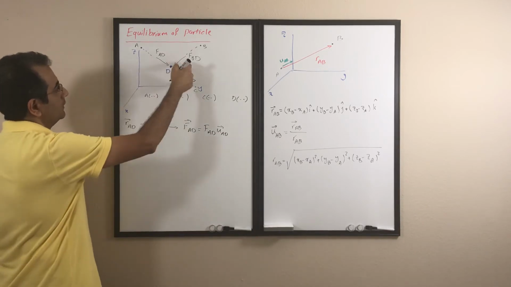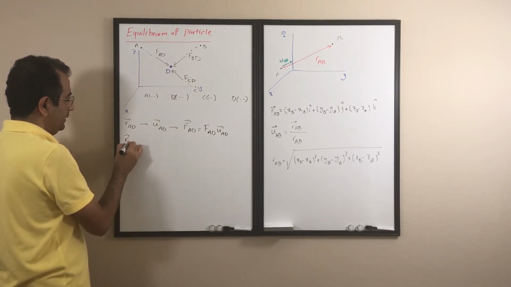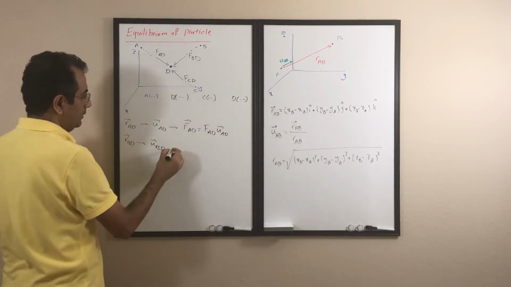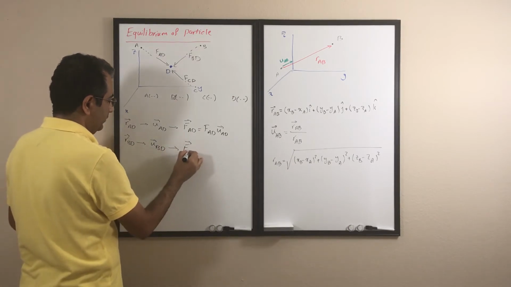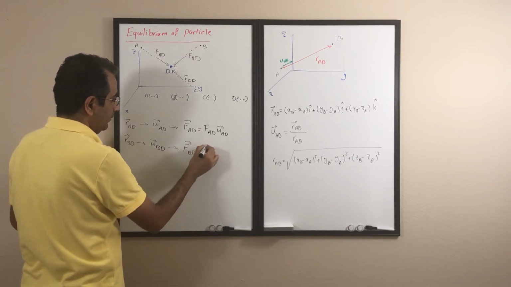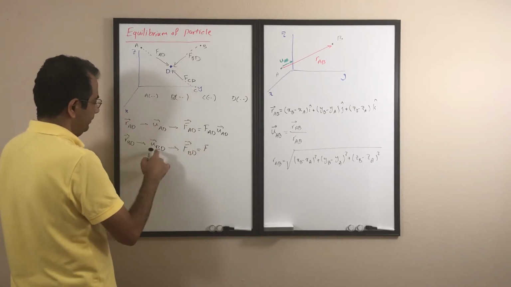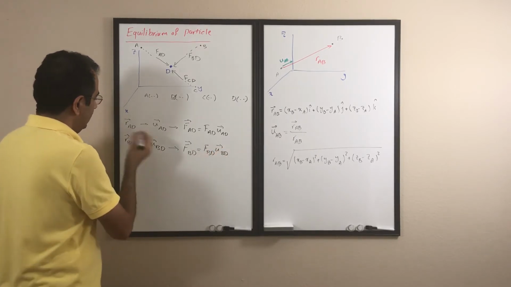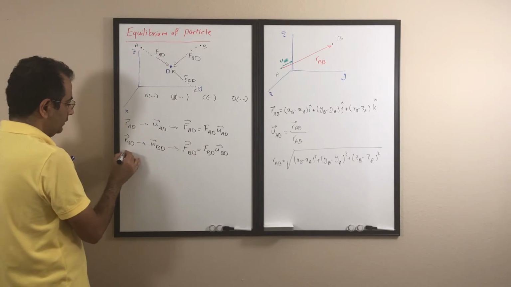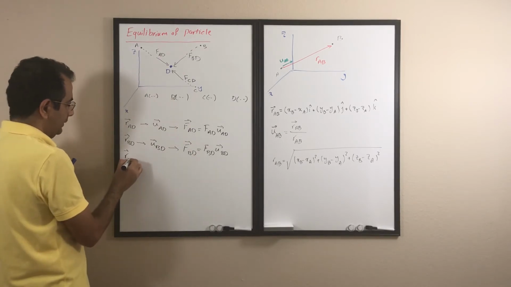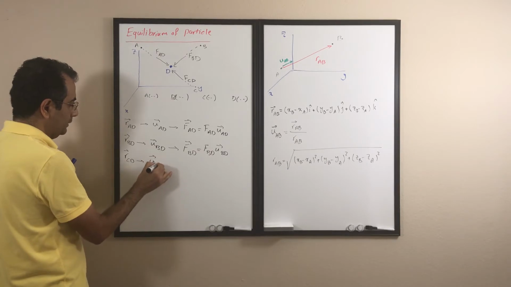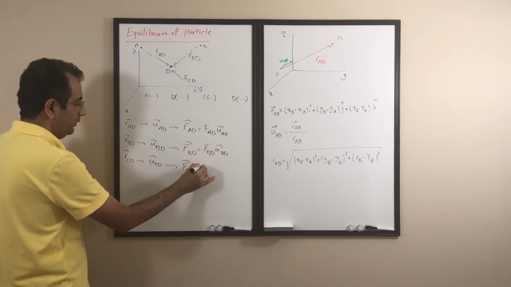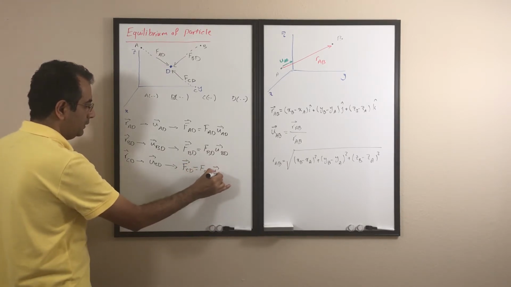The same here, go ahead for the second one, find RBD, then find UBD, same as what we did there, and then find the FBD as FBD times UBD. And then for the last force, go ahead, find the RCD, then find UCD, and then find FCD as FCD times UCD.